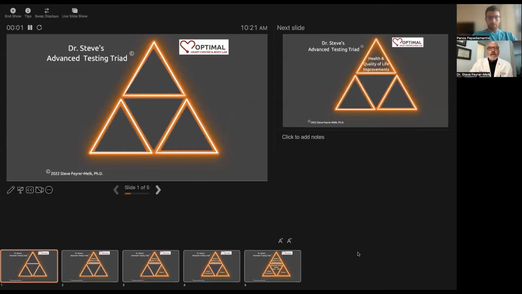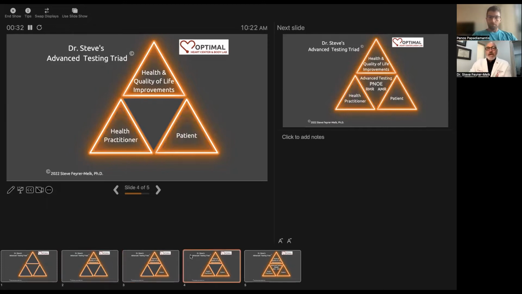Basically, I coined this Dr. Steve's triad, this advanced testing triad, and it's a significant part of how I visualize all the equipment that I bring in, because we use top of the line, state of the art equipment to test people and get solid data. But the data is not good unless you can apply it. So our goal with everything I do here is health and quality of life improvements. That's what we do.